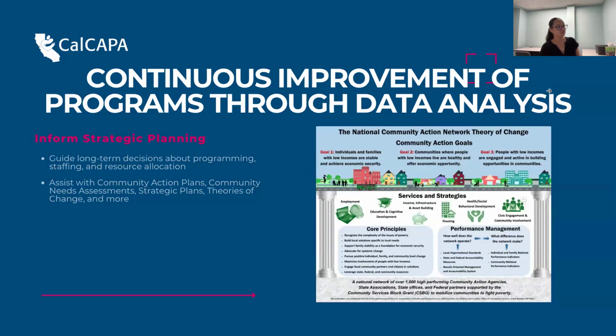And then finally, it helps inform strategic planning. So if you want to know about community action plans, community needs assessments, strategic plans, theories of change, all of that, having this concrete data can help guide long-term decision-making about programming, about staffing, and about resource allocation. It's kind of like an ongoing needs assessment that also produces measurable outcomes for families.